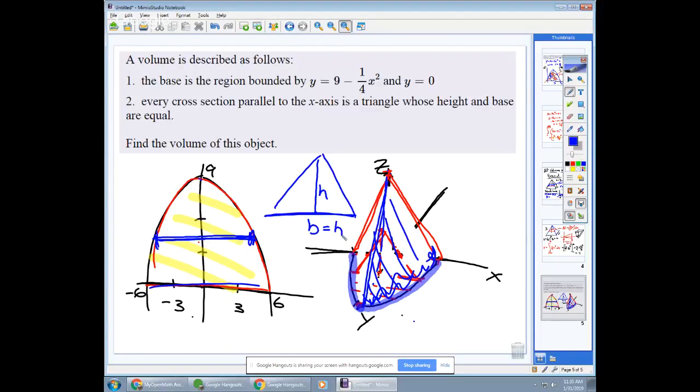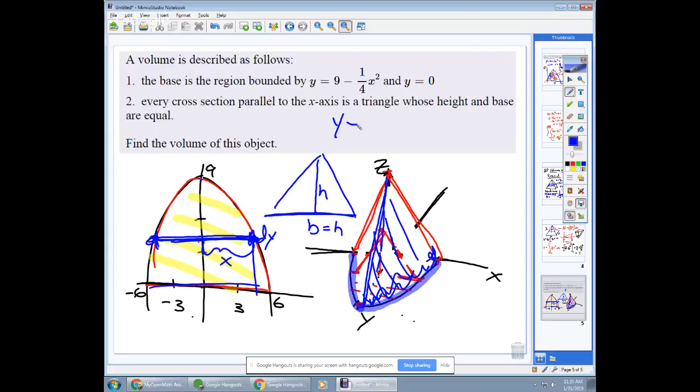To figure that out, that's the distance from this point to that point horizontally. We don't know what those points are, and the distance from here to here is just that value for x. I have a formula that says y equals 9 minus 1/4 x squared. I need it as x equals instead, because the thickness here is a dy. So I need to solve for x.